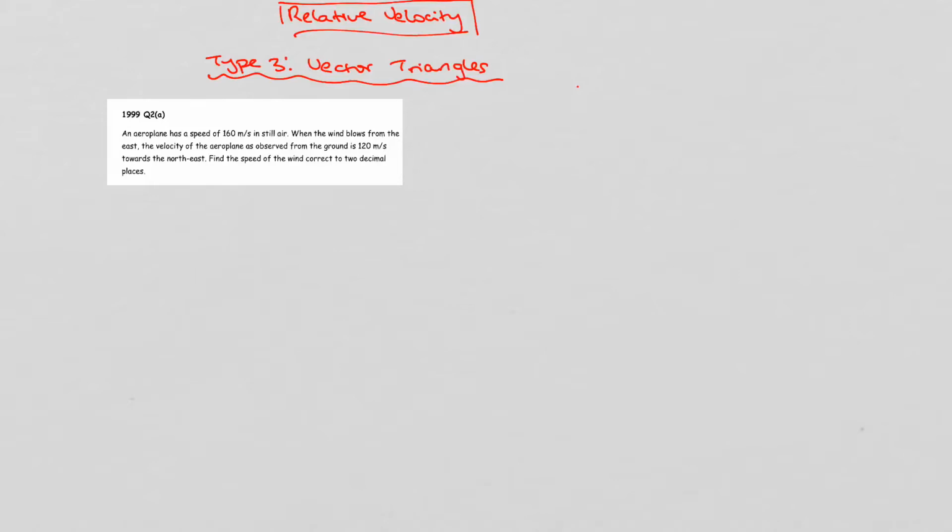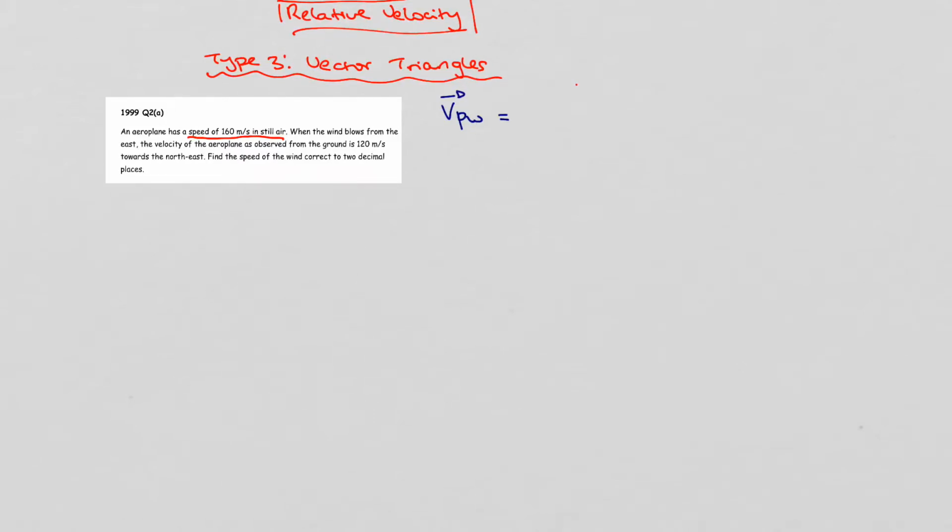So here we have an airplane that has a speed of 160 meters per second in still air. So what that means is that that's the velocity of the plane relative to the wind. Because when we're talking about relative, we're talking about if W is fixed, in other words, if the wind is fixed and not moving, well then what is the movement of P relative to that? So we always have to be careful with that when we're seeing in still air or still water, that's going to be the relative velocity. So that's 160 meters per second.